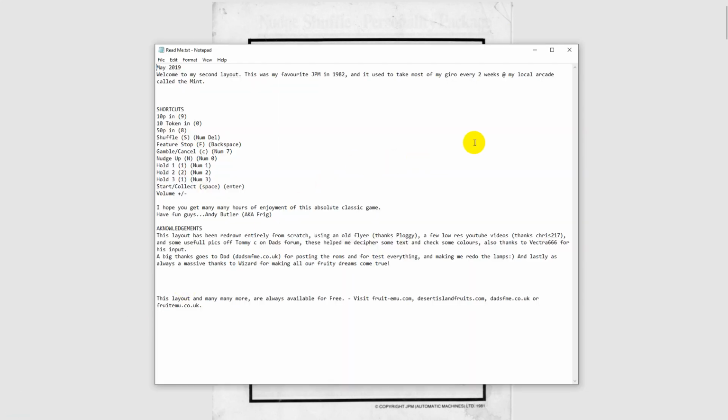And there was a really nice little readme file in there, so my curiosity had been piqued, so I fired up the readme.txt, and we've got a lovely little readme file in here saying, welcome to my second layout. This was my favourite JPM in 1982, and it used to take most of my gyro money every 2 weeks at my local arcade called the Mint. We've got all of our shortcuts in there.